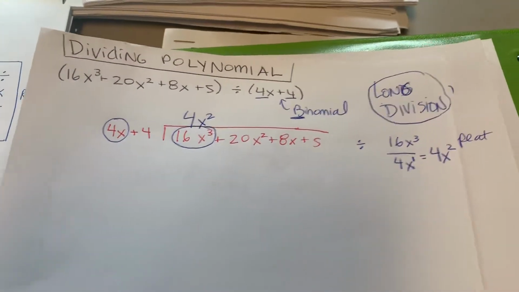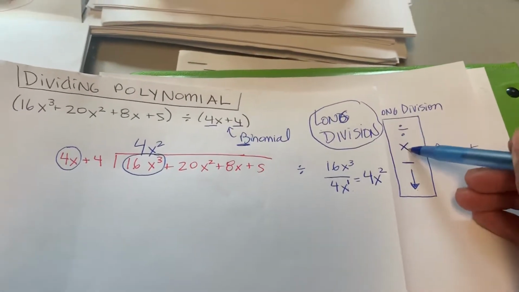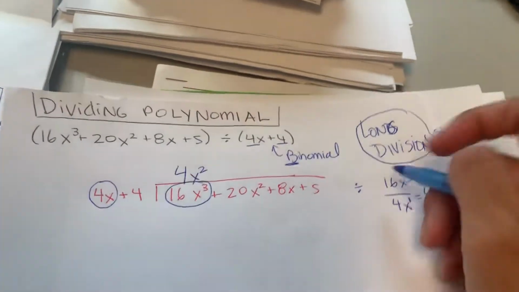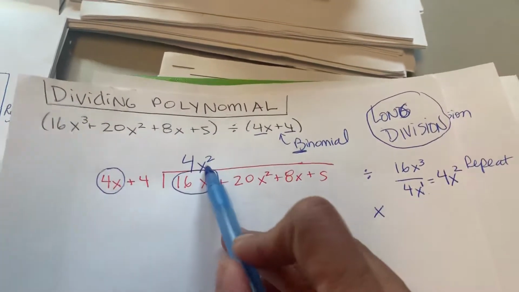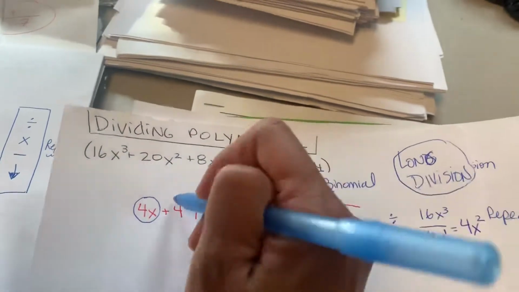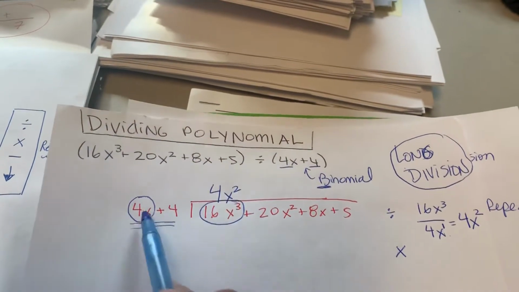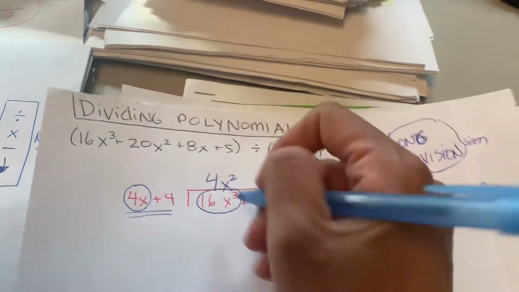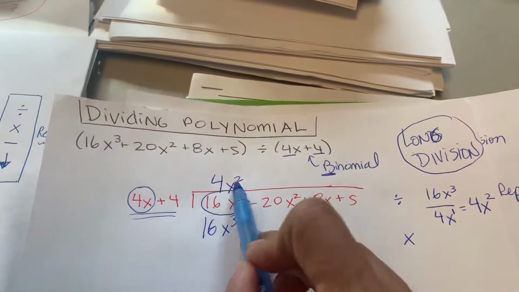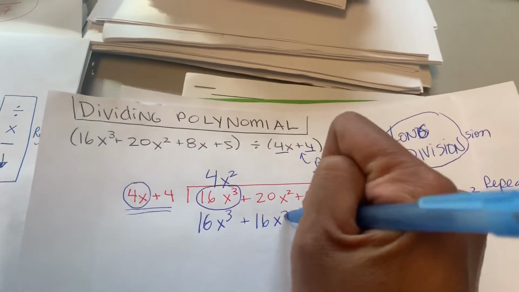What do I do after that? Well, go back to what we did before. After you divide, then you multiply. So we're going to multiply 4x squared times everything outside. So make sure you multiply by everything out here. So 4x squared times 4x will give me 16x cubed. 4x squared times 4 will give me 16x squared.